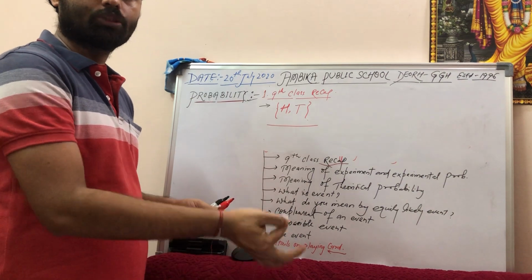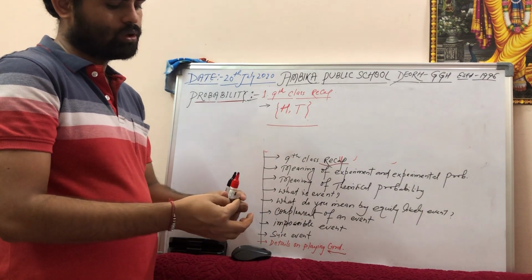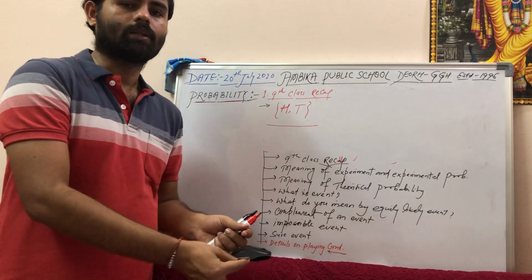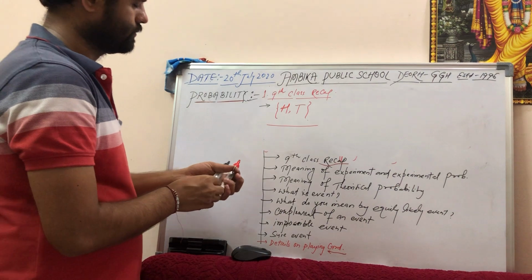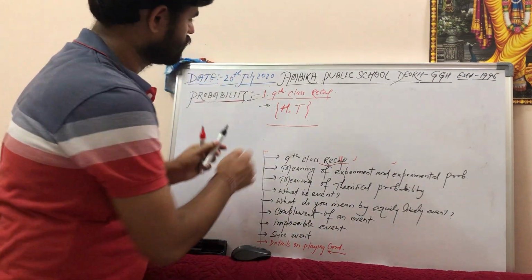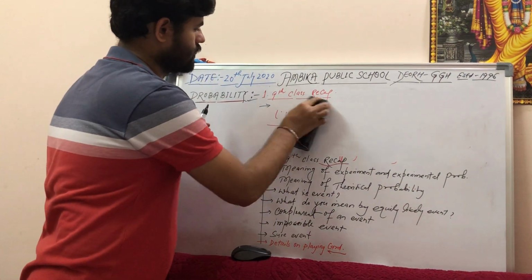That is the experiment. Let us say I am going to toss this coin multiple times. Let us say first time I have tossed the coin, so I got, let us say, head.